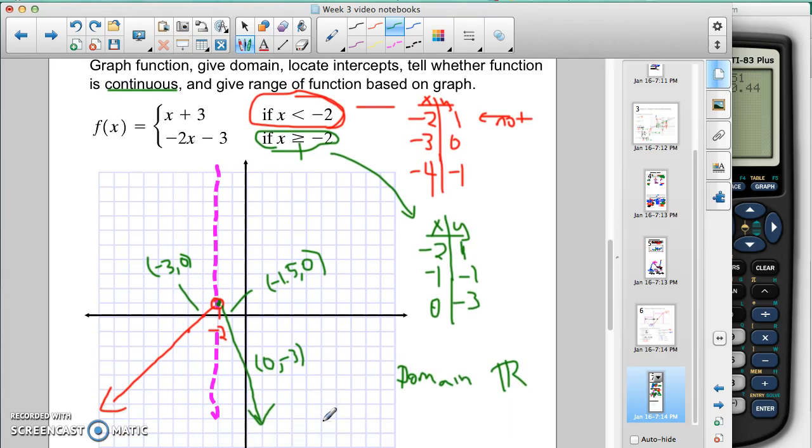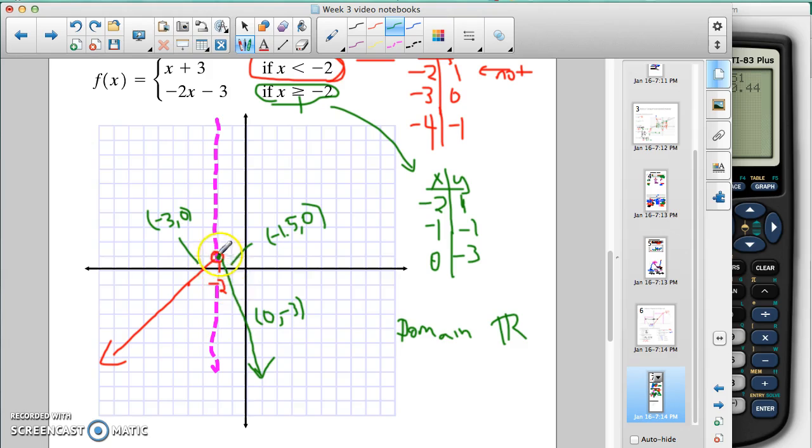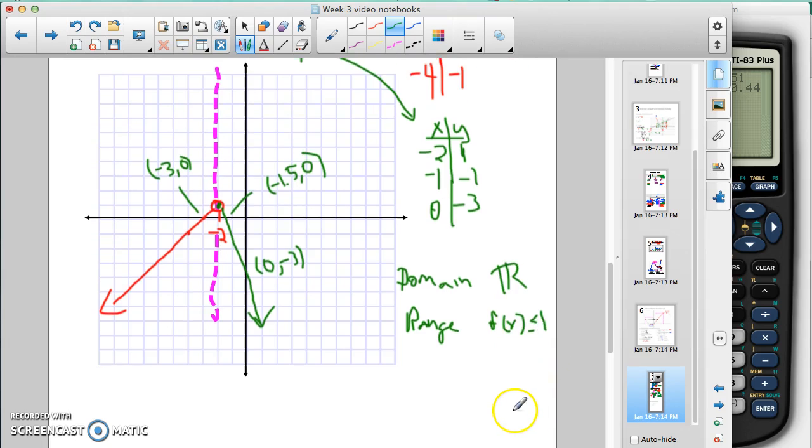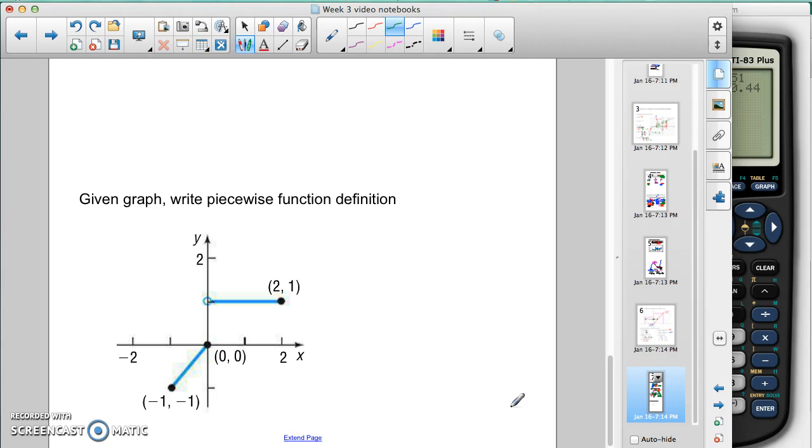It's continuous, and we want to give the range. The range is the values of y that come out of this. So our range is going to be y, or f of x, less than or equal to 1. That's our range.